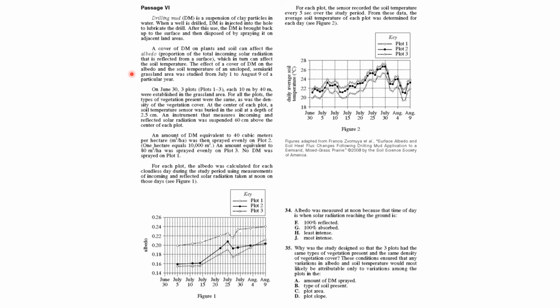Okay, and it looks like they're looking from July 1 to 9 in a particular year at albedo and temperature, and 3 plots, and it tells how much was sprayed. And then it says for each plot, albedo was calculated on a cloudless day. So there's albedo, and there's June to August. And then for each plot, the sensor recorded the soil temperature every 5 seconds. So daily soil temperature and the dates. All right, so you get a basic idea, and then you move to the questions.